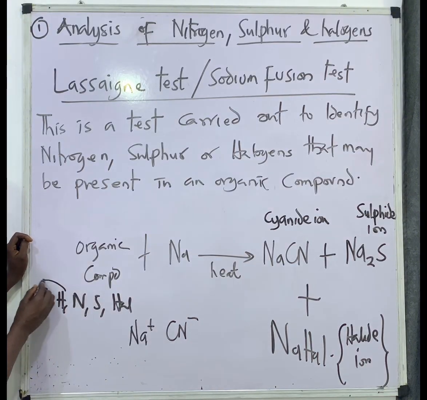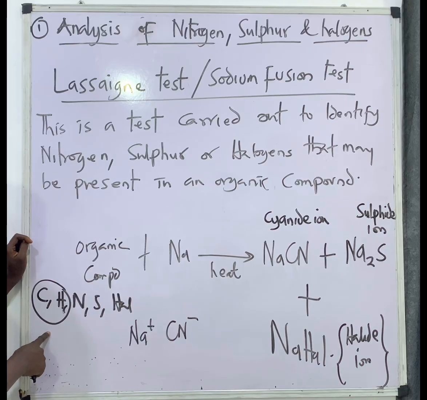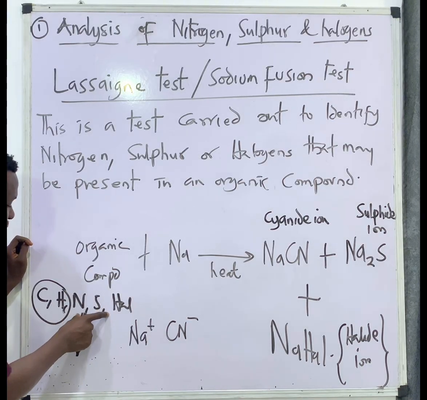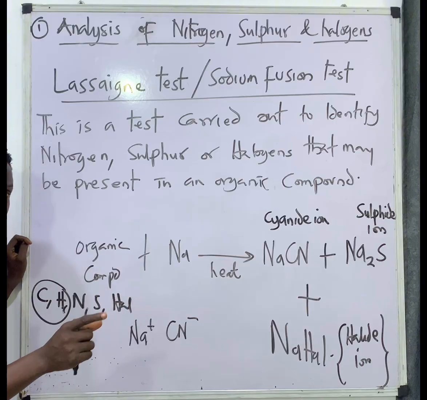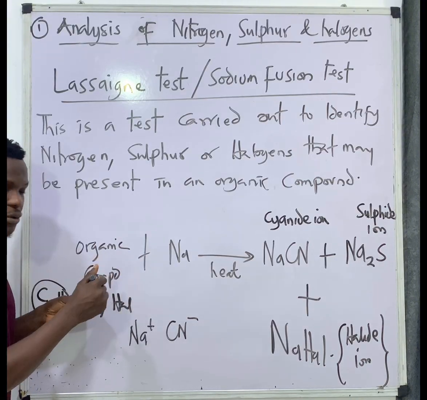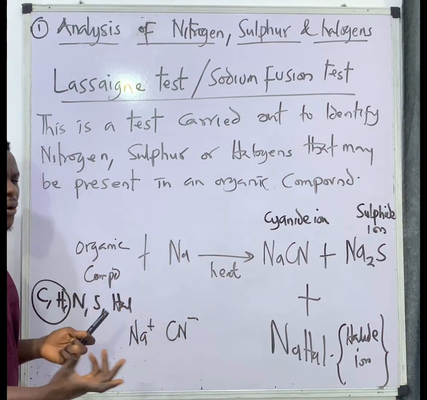Now the first analysis we did was for that of carbon and hydrogen, which we did in the previous video, right? Now this time around we want to check out for nitrogen, sulfur, and halogen. So what we are going to do is bring this organic compound and mix it with sodium. Why are we mixing it with sodium?